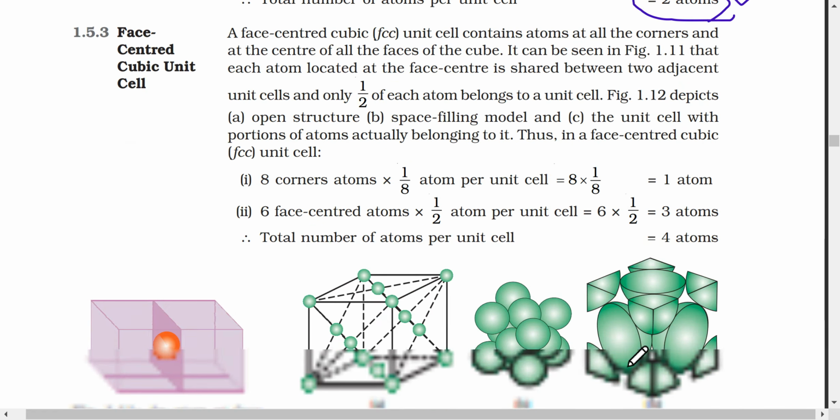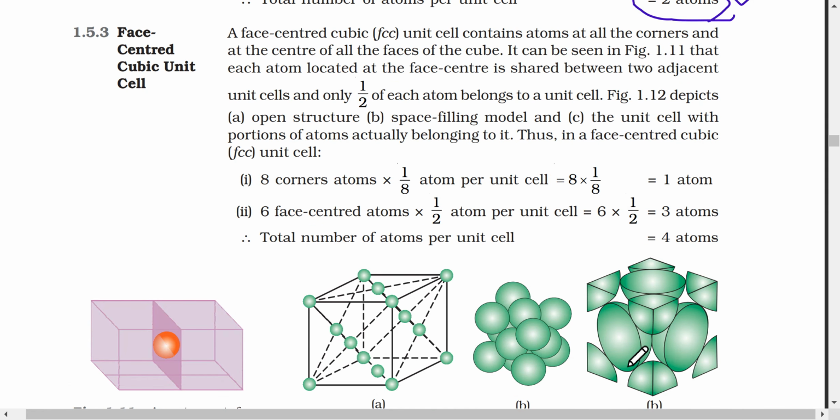Coming on to face centered cubic unit cell. A face centered cubic unit cell contains atoms at all the corners. वो तो है ही, center of all the faces of the cubes. ठीक है, अब हर एक face पे भी होगा. It can be seen that each atom located at the face center is shared between two adjacent unit cells and only half of each atom belongs to a unit cell. Very easy. Again imagination. अगर मैं face पे एक cube imagine करें, उसके किसी भी face पे मैंने atom रखा, अगर मैं बहुत सारे cubes को एक साथ मिला रही हूँ तो one atom at a face is shared by two. So only half of that atom at the face center will be depicted.